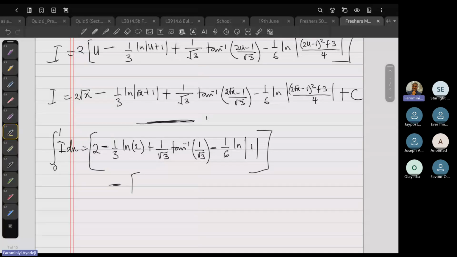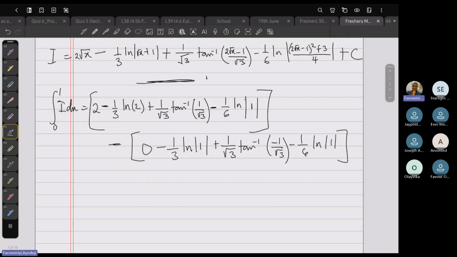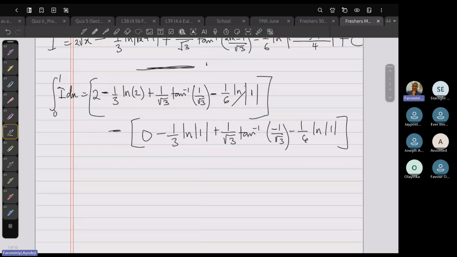For the 0, that would be 0 minus 1 over 3 natural log of 1, because 0 plus 1 is 1, plus 1 over root 3 tan inverse of negative 1 over root 3, minus 1 over 6 natural log of 1. Because when you plug in 0 here, you have minus 1 square, 1 plus 3, 4, 4 over 4, 1. Oh, the beauty of it, natural log of 1 is 0.